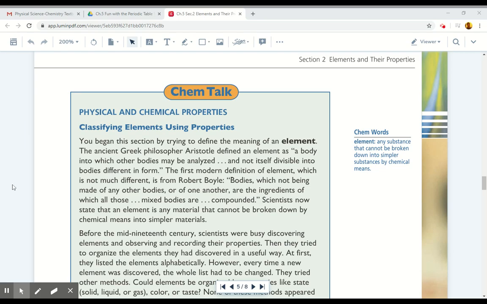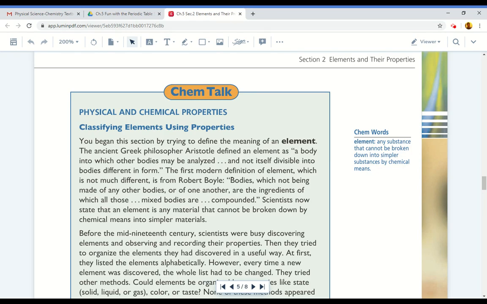Section 2. Elements and their properties. Chem Talk: Physical and chemical properties. Classifying elements using properties. You began this section by trying to define the meaning of an element.